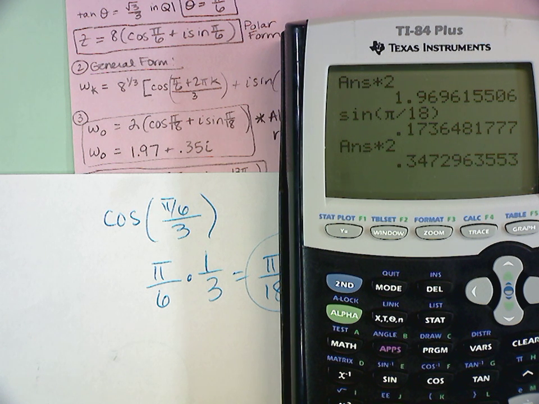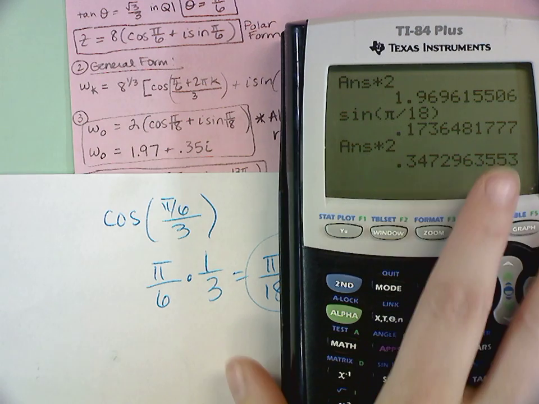Why did it go from w sub k to w? Oh yeah. Okay, so the k value is what you're plugging in for k. So you're always going to start with 0, and you're going to go up to n minus 1. So if our n is 3, then we're just going to do 0, 1, 2, because 0, 1, 2 is going to be 3 roots. So when you plugged in 0 for that, you just did pi over 6 divided by 3.